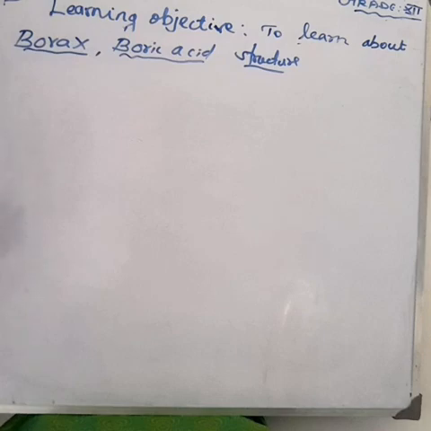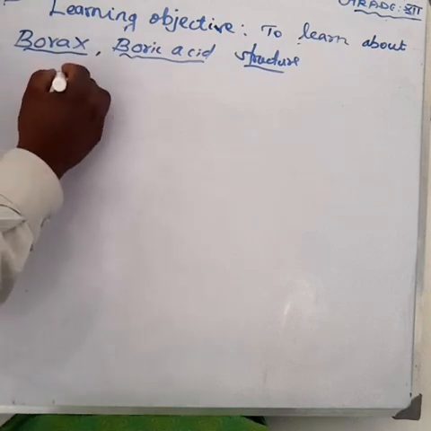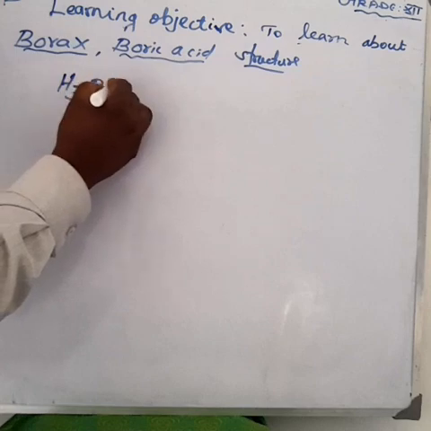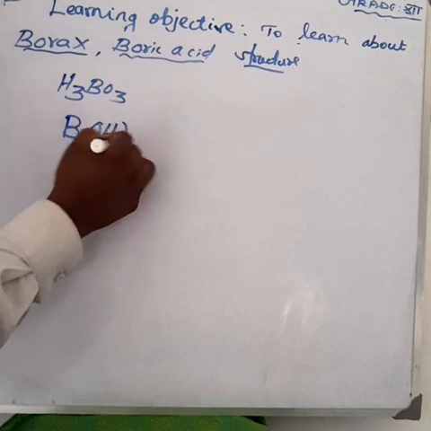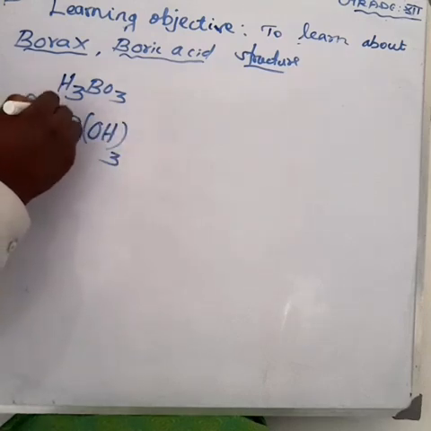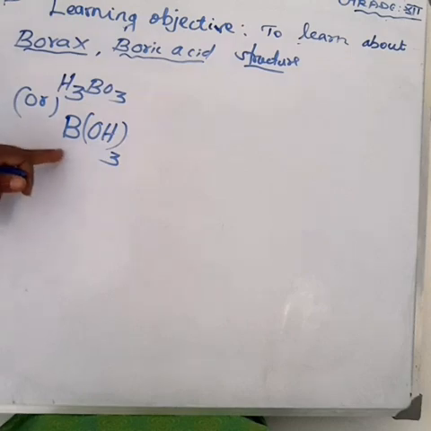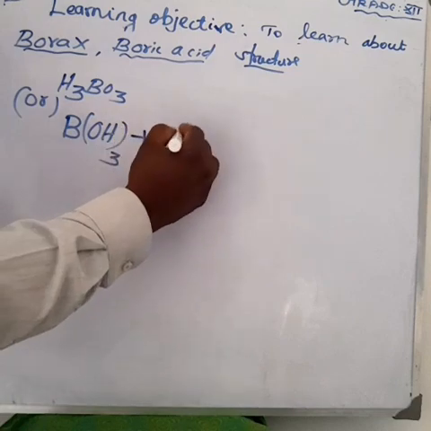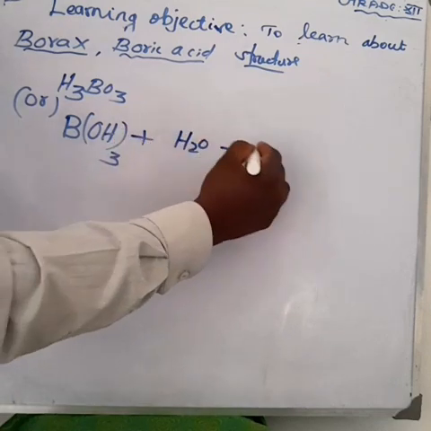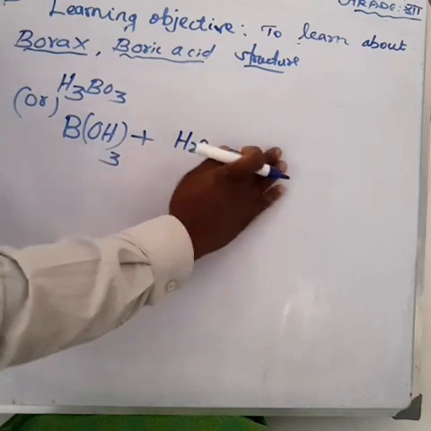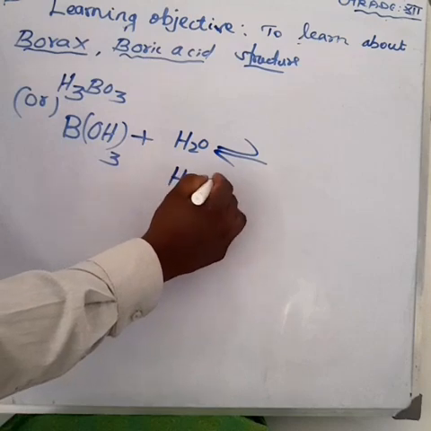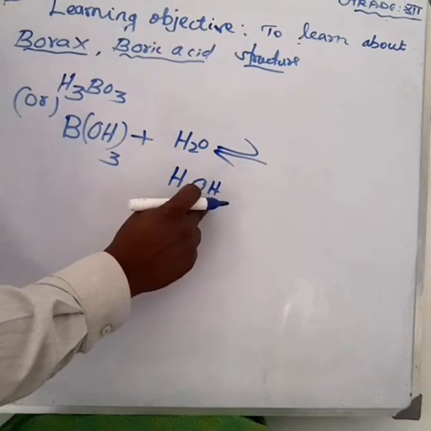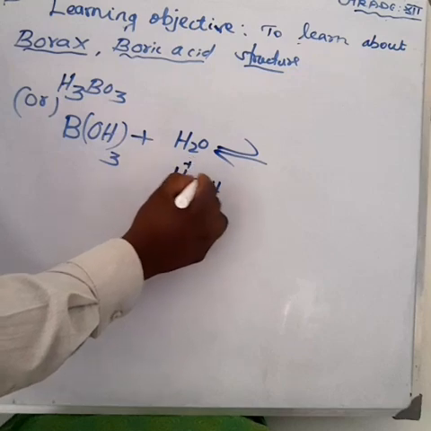So I already wrote the boric acid formula. What is the formula for boric acid? H3BO3. This can be written as B(OH)3. Can you understand, my dear children? Both are boric acid. This boric acid reacts with water molecules, H2O, and undergoes the dissociation reaction. Here water can be written as H plus plus OH minus.